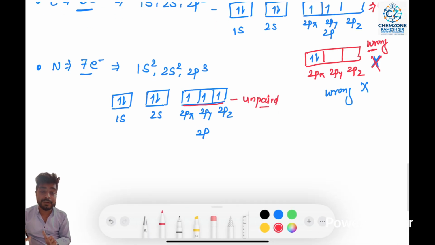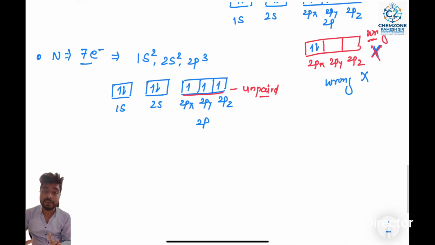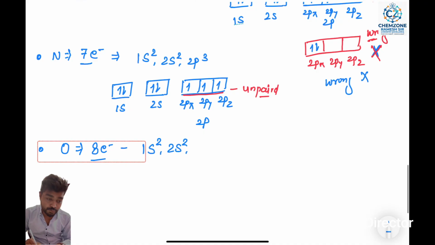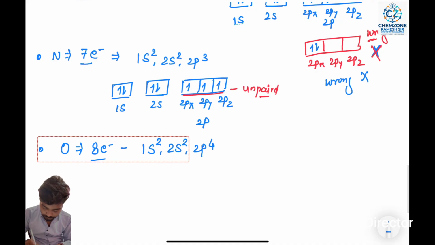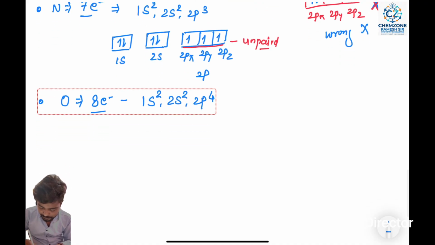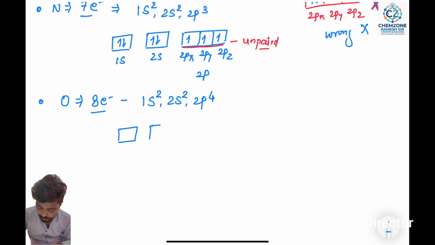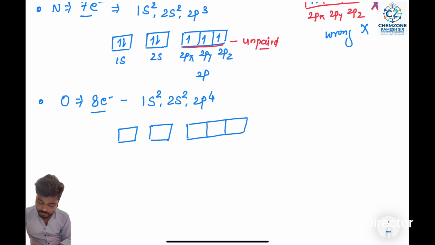Then the next example is oxygen. Okay, oxygen, the symbol is O. Then 8 electrons are present. Okay, 8 electrons are present. So the electronic configuration is 1s2, 2s2 and 2p4. Okay, 4 electrons are present in the outer shell orbitals. Then I mention for these orbitals 1s, 2s and 2px, 2py and 2pz. That is your 2p orbitals.